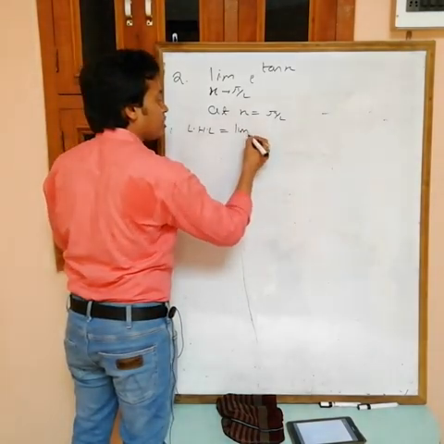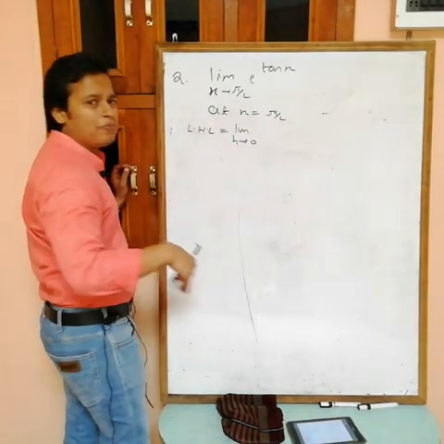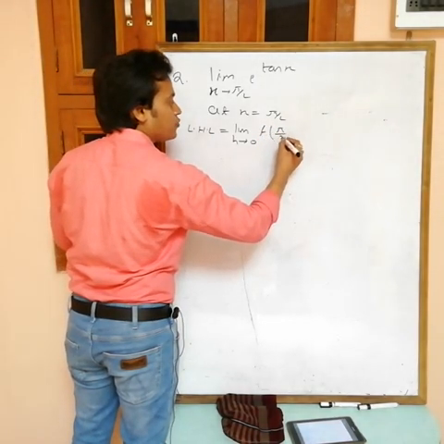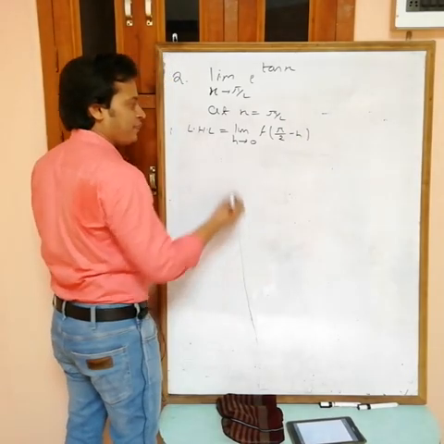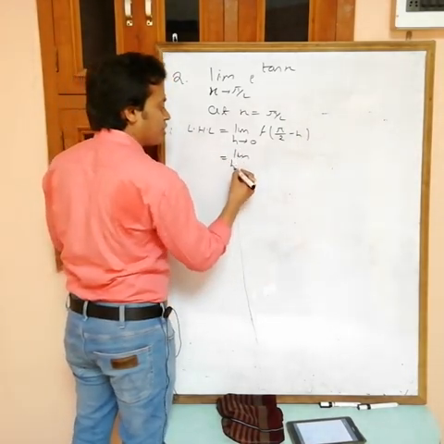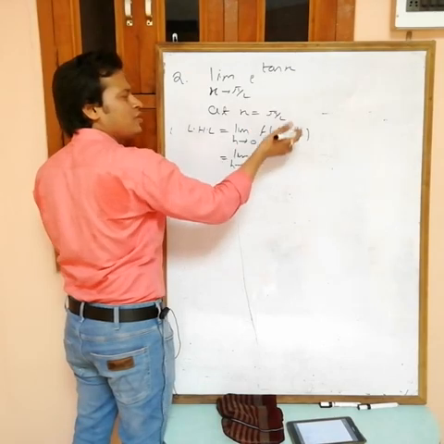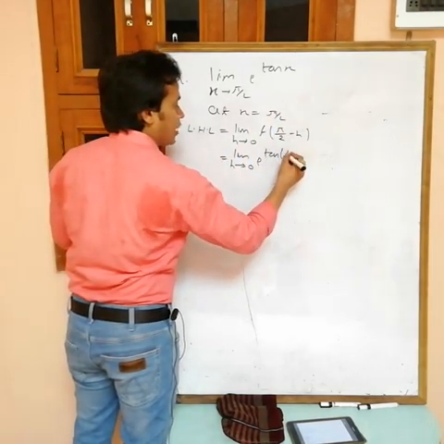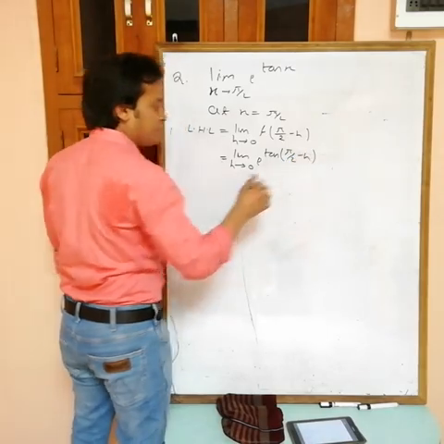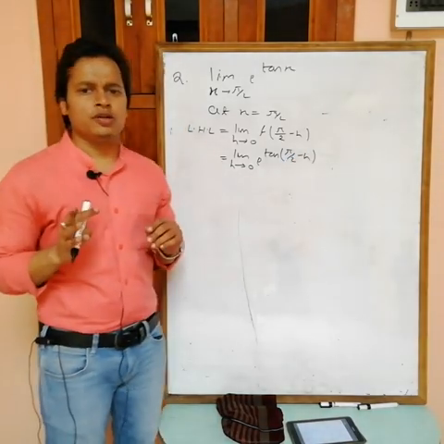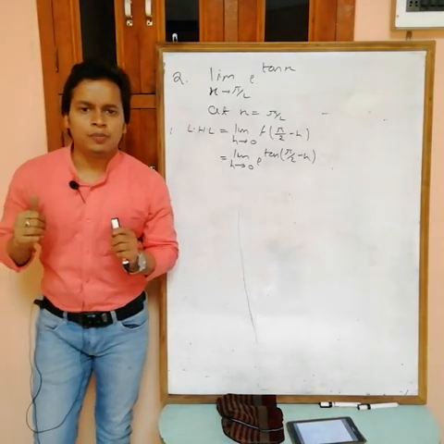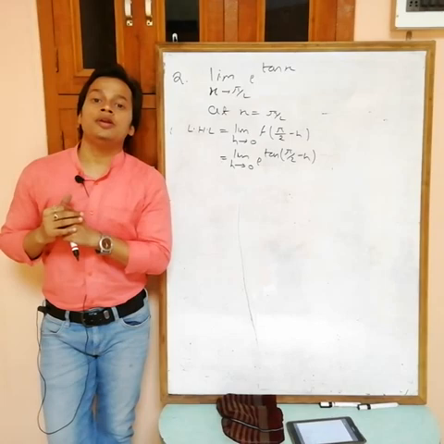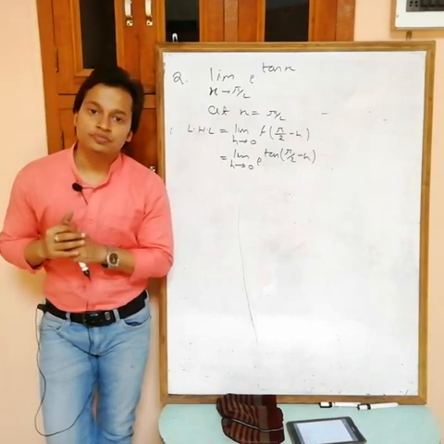LHL is limit h tending to 0, value of the function at pi by 2 minus h. F of a minus h, where a is pi by 2. Now find the value: limit h tending to 0, simple, replace x with pi by 2 minus h, then e power tan of pi by 2 minus h. Now you know that if you put h equals to 0, then you get tan pi by 2, and tan pi by 2 is infinity. Okay, now you have to decide plus infinity or minus infinity.